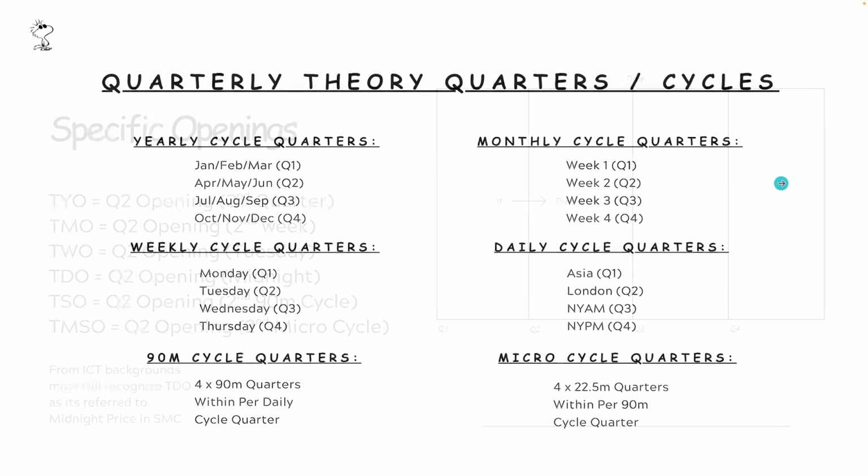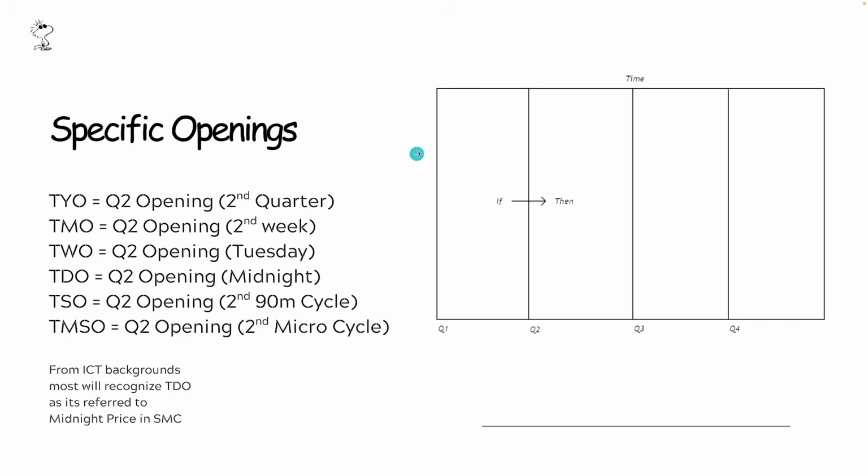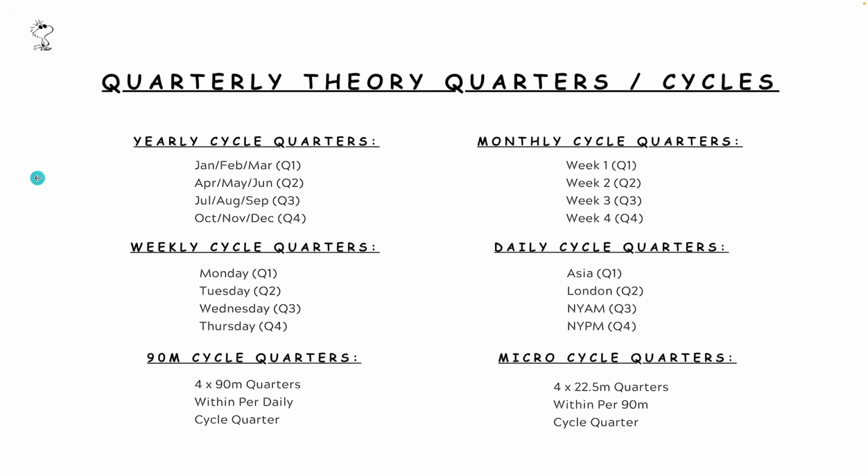Now, true openings are the second opening, or second quarter opening, of every cycle. So if we're looking for the true year opening, that's going to be the opening of April. Same thing for monthly cycles: it would be the second week of the month. Weekly cycles would be Tuesday. Then daily cycles would be London, or what ICT talks about, midnight opening price, etc.